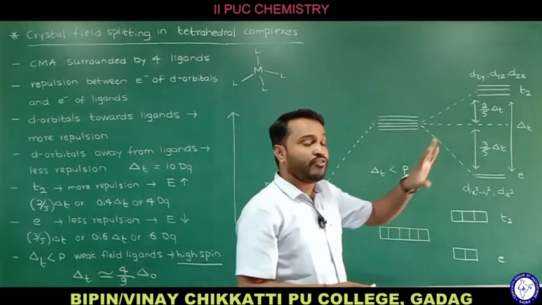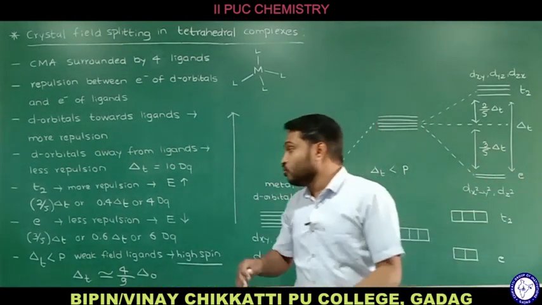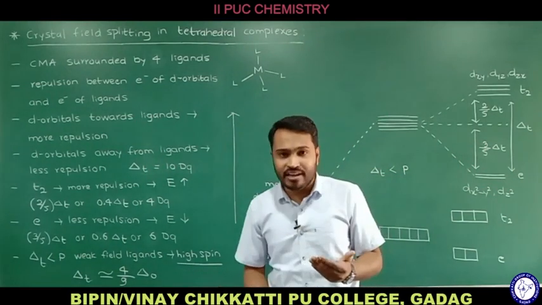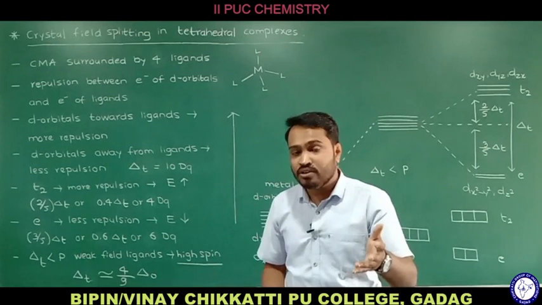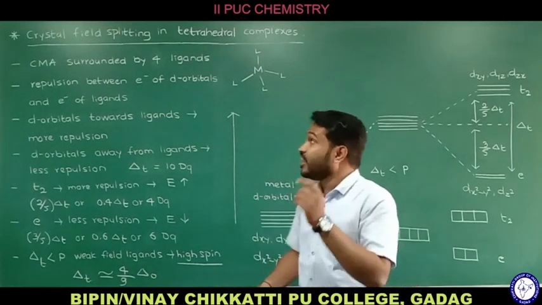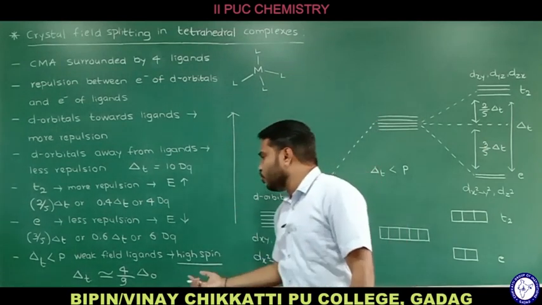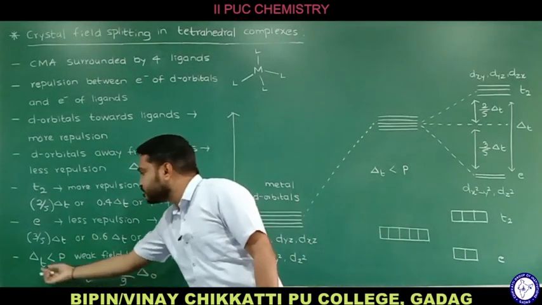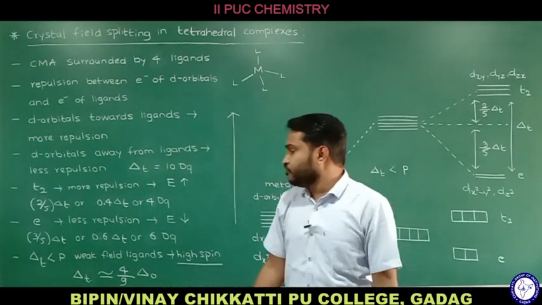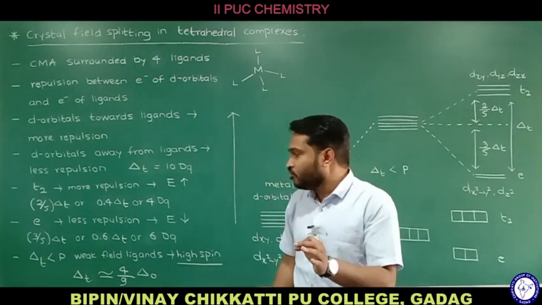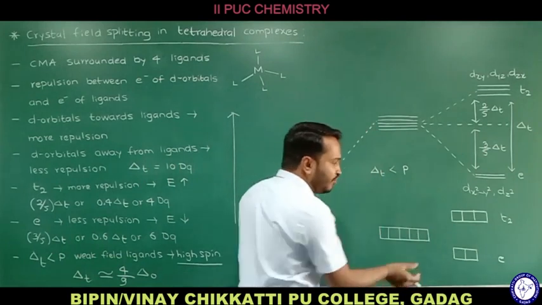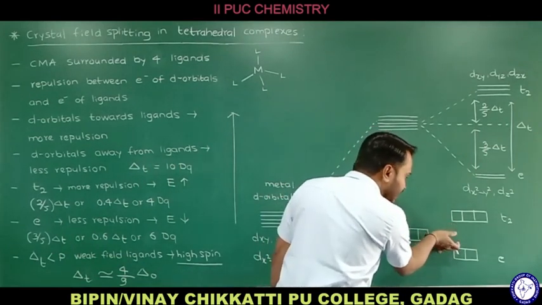Remember, in case of octahedral, it depends on what kind of ligand we have, and on the change in pairing energy, whether we get a high spin complex or a low spin complex, whereas in case of tetrahedral complex only high spin complexes are possible, because the crystal field splitting energy of a tetrahedral complex is always less. So this difference will be very small. So if this difference is very small, then what happens here?